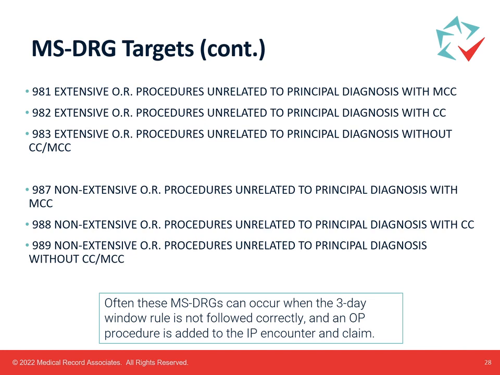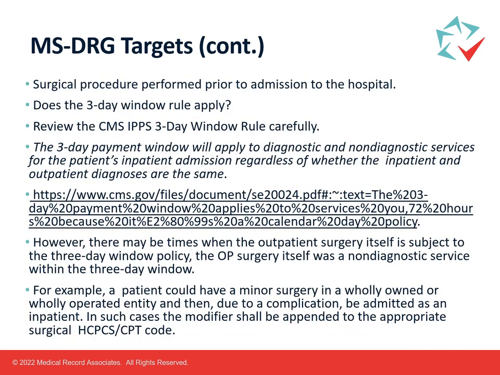Now, some of this happens because within that 3-day window, the patient may have had an outpatient surgical procedure and rolling that into the inpatient claim. We need to make sure we're following that 3-day window rule carefully. And I put some information here for you. You can download some information from CMS about the 3-day window rule, which is important to review. A lot of billing software does a sweep of that 3-day time frame and just pulls anything and everything into the claim. So it's good to take a look at that.